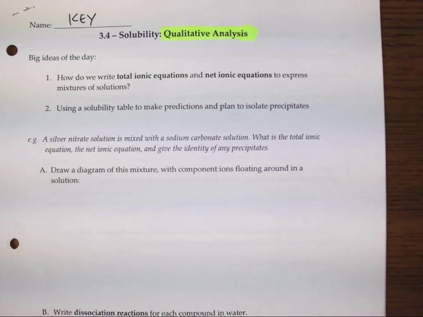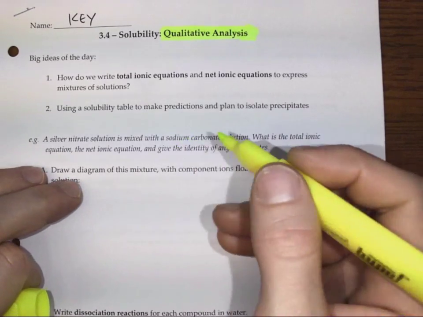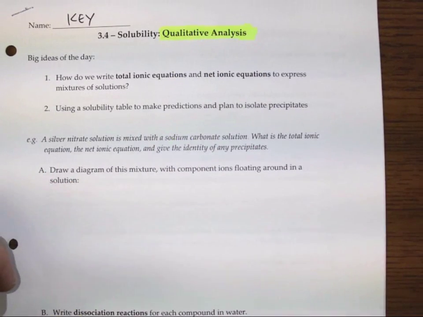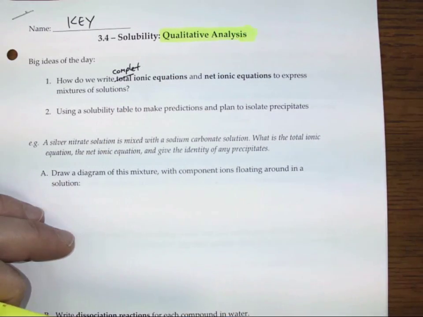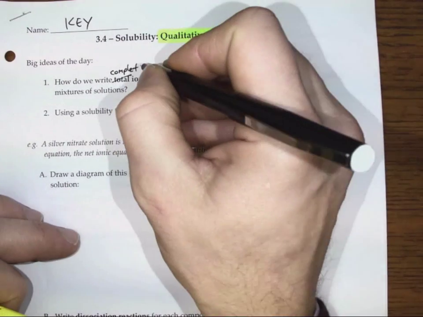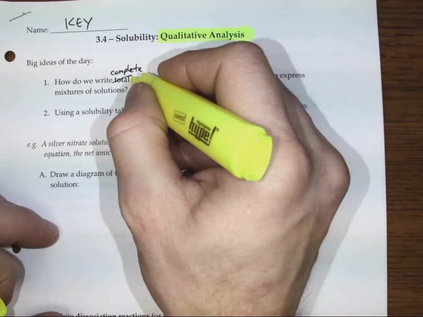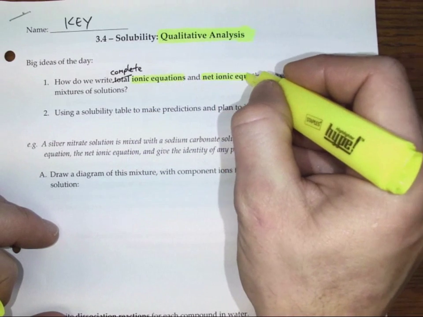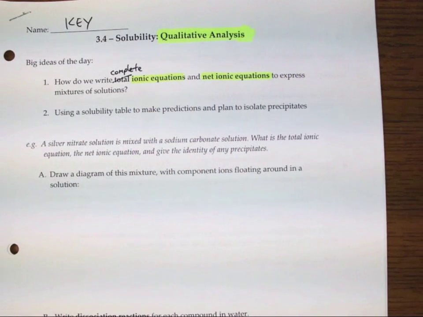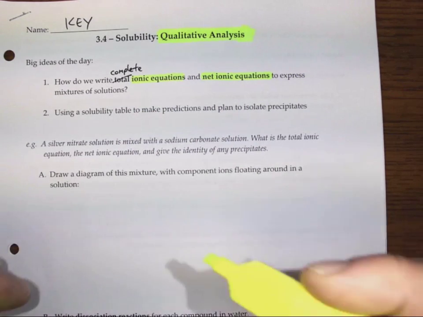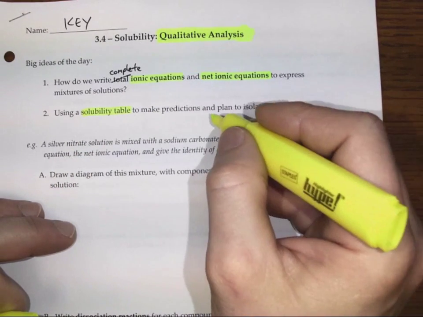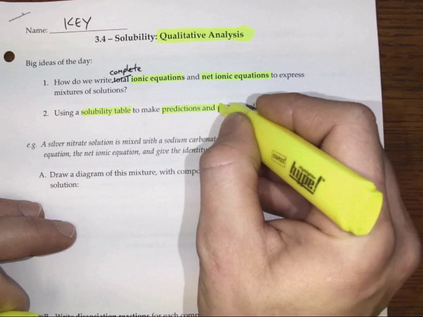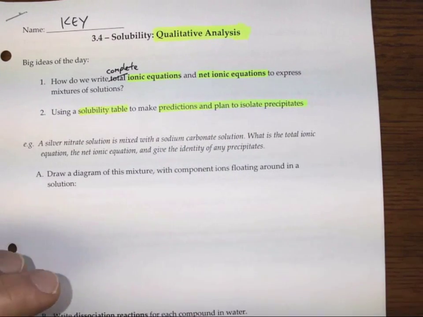All right, so what are we going to do? Well, we're going to learn how to write total, I actually bounce back and forth between using the phrase total or complete ionic equations. It's kind of the same thing, complete ionic equations, and net ionic equations to express mixtures of solutions, and also about using a solubility table to make predictions and plan to isolate precipitates.